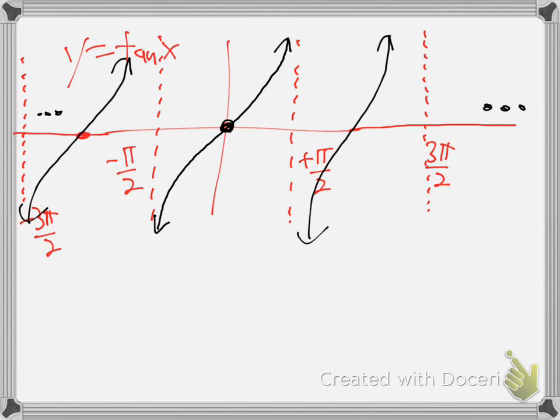Cotangent is going to be almost, let's see if I can squeeze cotangent down here. Cotangent, well, maybe let me not go there yet. Let's just stay with tangent. I'm going too fast. So tangent.